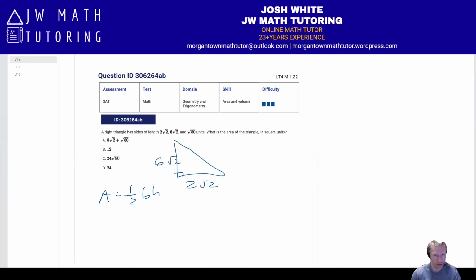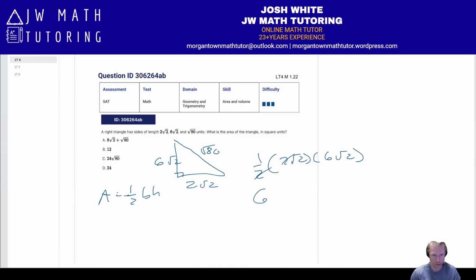So it's going to turn out, this is root 80, which could also be simplified to 4 root 5, that it's going to be set up like this. If you weren't sure, you just go to Desmos and you just type in 6 root 2 versus root 80, and you see which gives you a larger decimal. And that's going to be your hypotenuse. So it's just going to be 1/2 times 2 root 2 times 6 root 2.